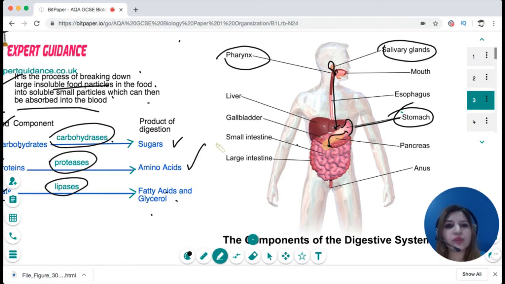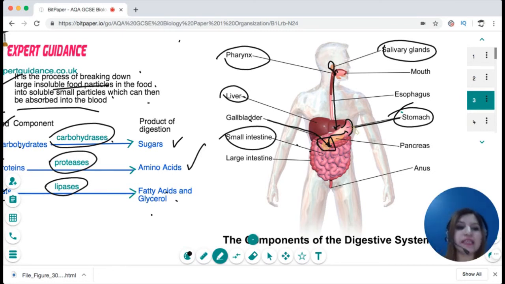When it goes into the small intestine, it gets two secretions. One, from the gallbladder, it receives the bile. Bile is made in the liver and stored in the gallbladder. The bile emulsifies the fat and neutralizes the stomach acid pH, which comes up with the food. And then the pancreas releases the pancreatic juice, which contains all the enzymes to finish up the digestion. So carbohydrases, proteases, and lipases are all present in this pancreatic juice.